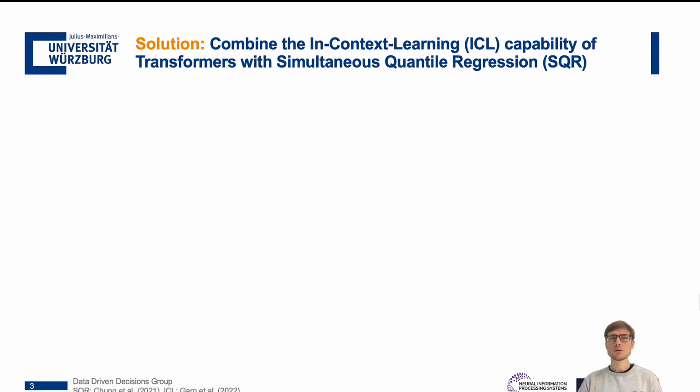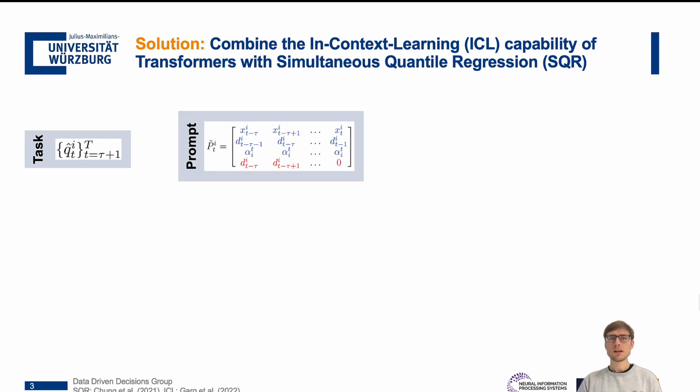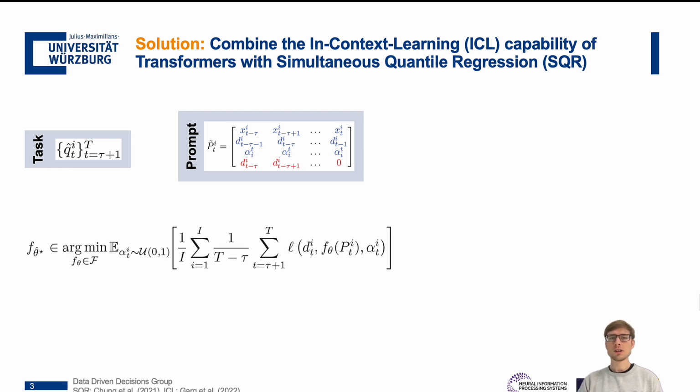To remedy these issues, we propose to combine in-context learning with simultaneous quantile regression. What this means is we have a set of tasks, and each task, in our case, means solving a newsvendor problem repeatedly for a single product. Based on this task, we get some input for each time step t in a task that we give into our model. And during training, we try to find the optimal parameters of that model. There are two things we are doing here.